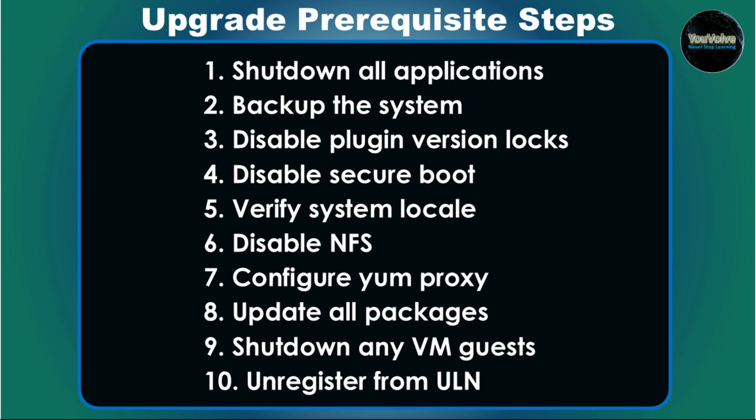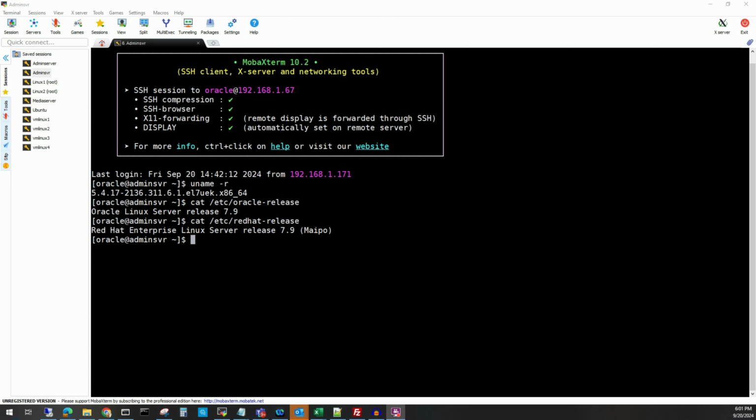As we are using Oracle Linux, we don't have to worry about this step, because we will use the YUM repository from Oracle for this upgrade. This is required only for Red Hat Enterprise Linux upgrades. And once all these 10 steps are done, we will start the actual upgrade. Now let's see all these in action.